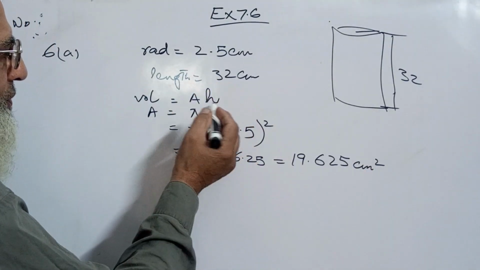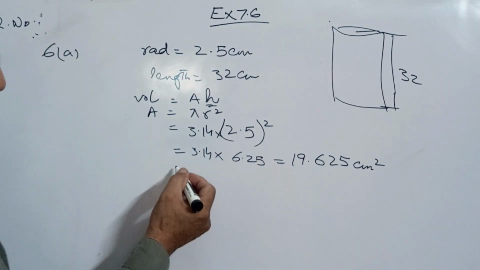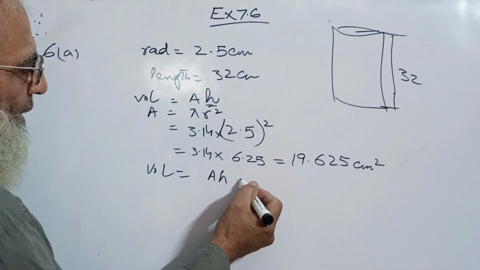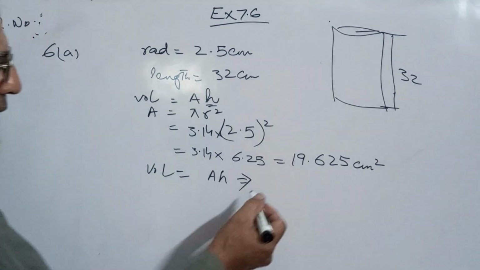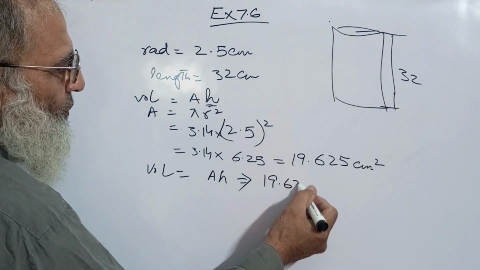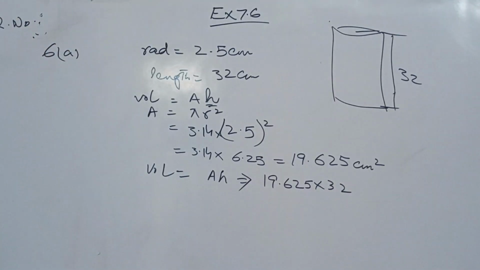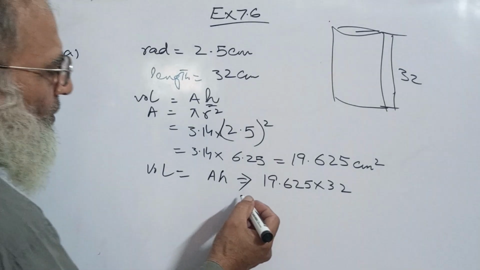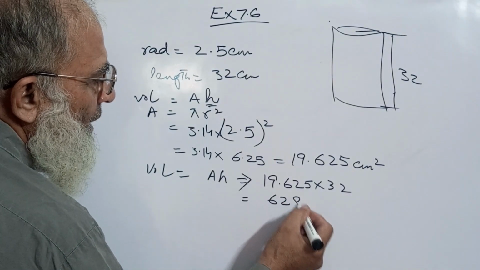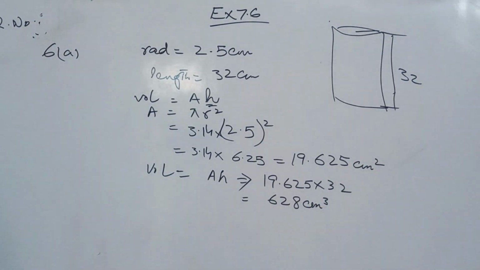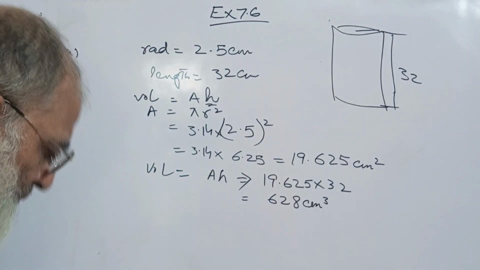Now for the volume, we have to multiply it with the height. So volume is equal to A into H, that is equal to 19.625 multiplied by 32, which is equal to 628 centimeter cube. So this is your answer of part A of question number 6. Okay, now part B.